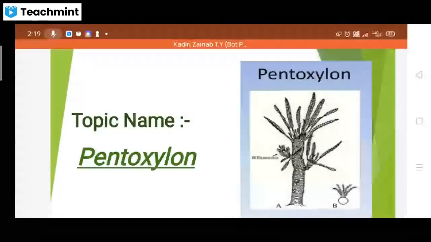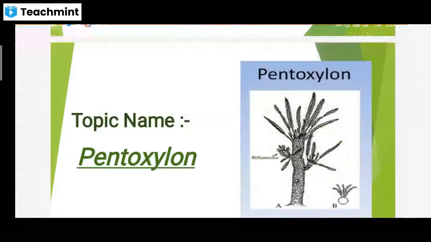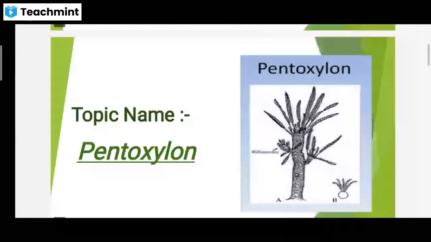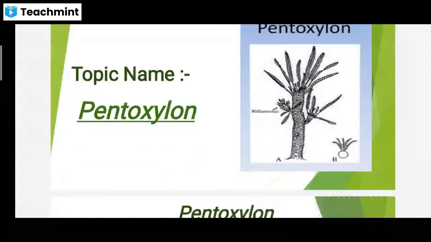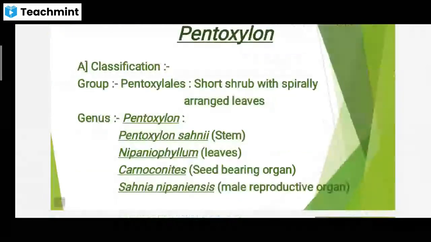Good afternoon. Myself Kadri Zainab and I'm here for the presentation of the botany paper 2. My topic is Pentoxylon. First, we will see the classification of Pentoxylon. Pentoxylon belongs to group Pentoxyles. It is a short shrub with spirally arranged leaf. Genus Pentoxylon. Pentoxylon contains four fossils: Pentoxylon sahani, that is stem, Nipaniophyllum, that is leaf, Carnoconitis, seed-bearing organs, and female reproductive organ. Last is Sahania nipaniensis, that is male reproductive organ.